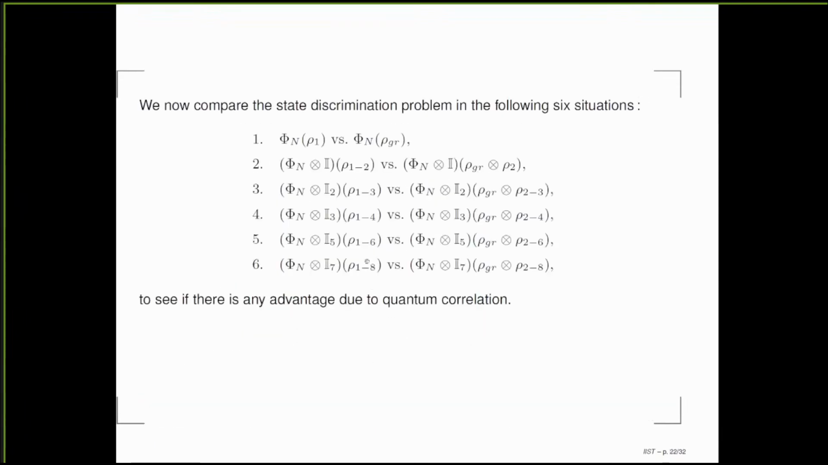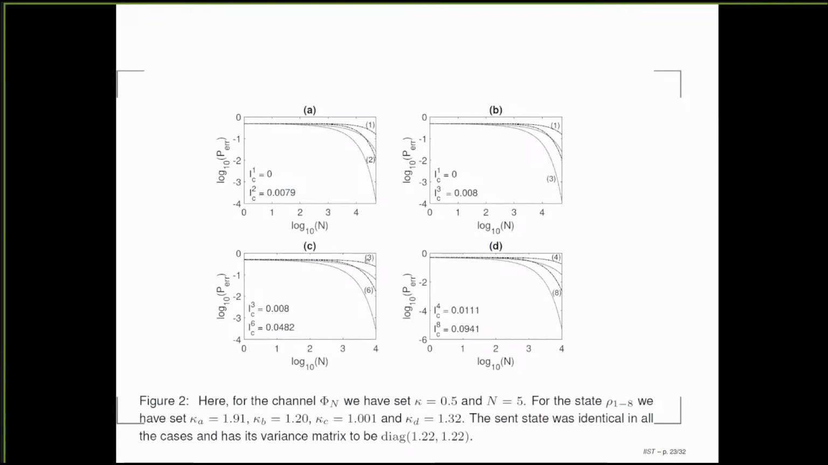Okay, so let me go to the other results basically. So what we do here is, this subscript simply means that 2, 1 simply means situation 2 versus situation 1, situation 3 versus situation 1, situation 6 versus situation 3, situation 8 versus situation 4. And so as before, again we have set the channel to have equal to 0.1 and equal to 0.5, kappa equal to this, thermal parameters were chosen, and the sent state was identical in all situations, having this variance matrix.